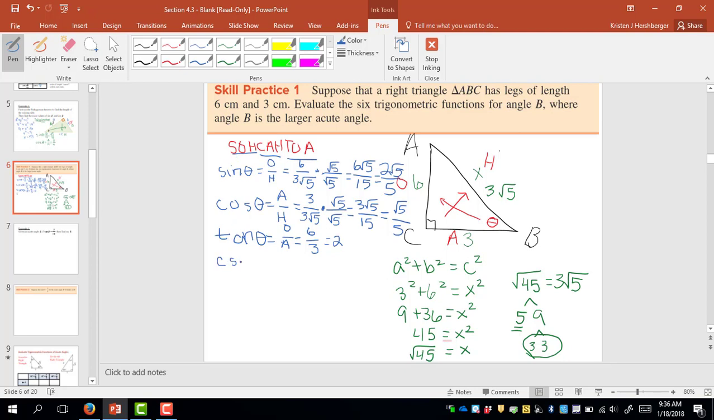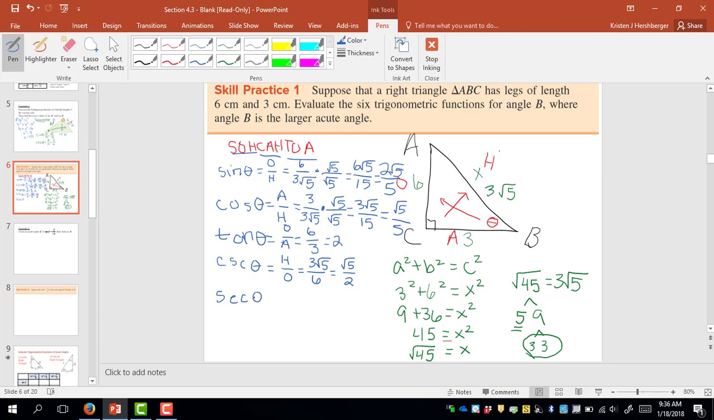So cosecant I know is the reciprocal of sine. So since sine was O over H, cosecant is H over O. My hypotenuse is 3 square root of 5 over my opposite is 6. And then 3 over 6 reduces to 1/2. So that's 1 square root of 5 over 2, or just square root of 5 over 2.